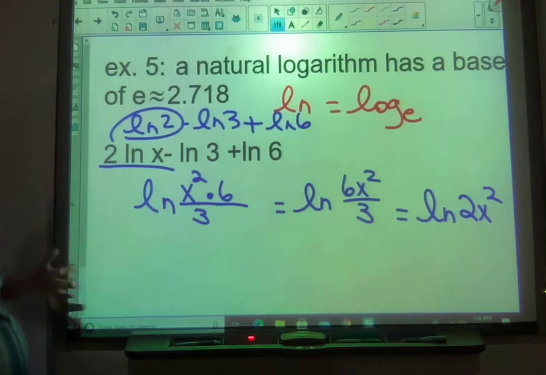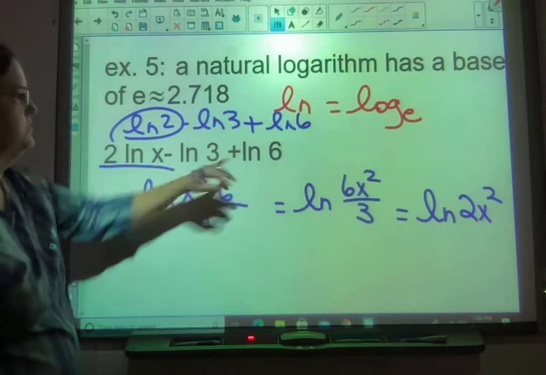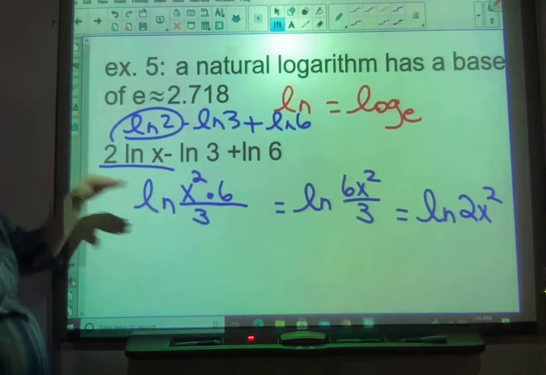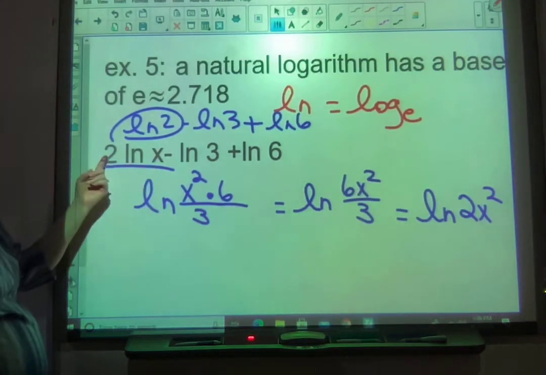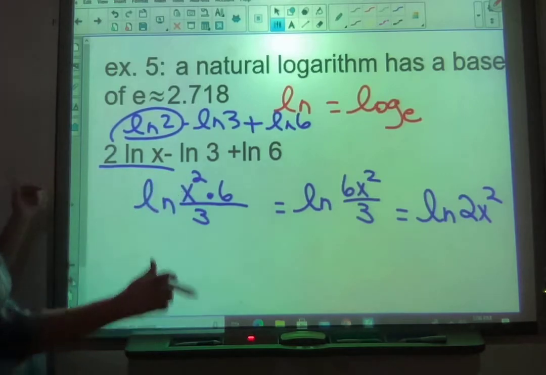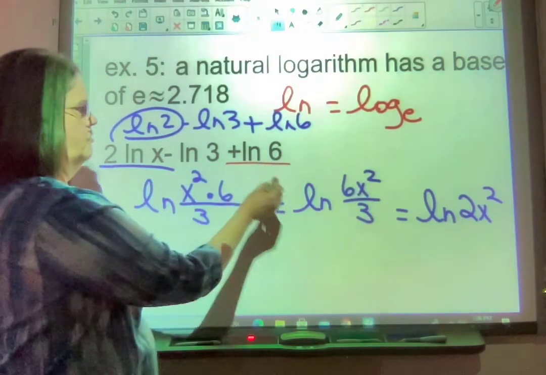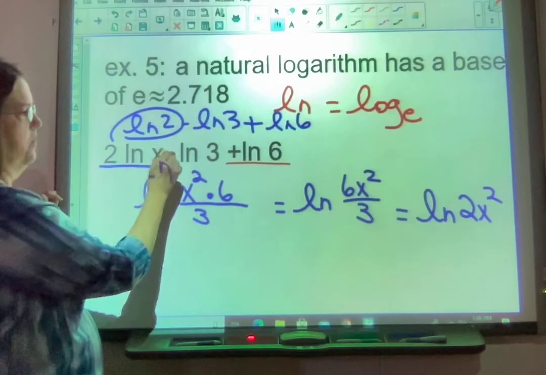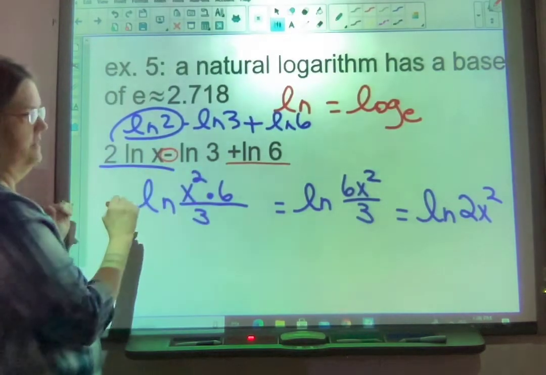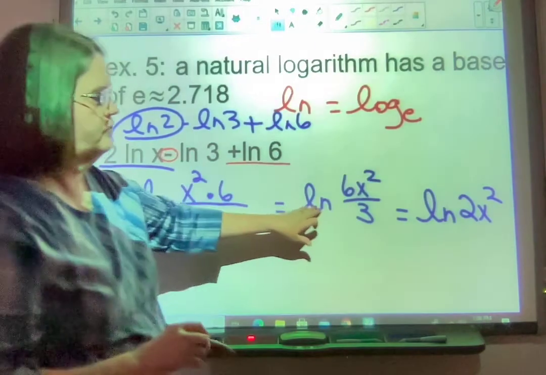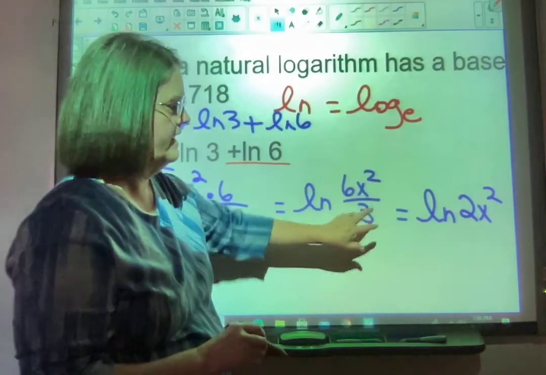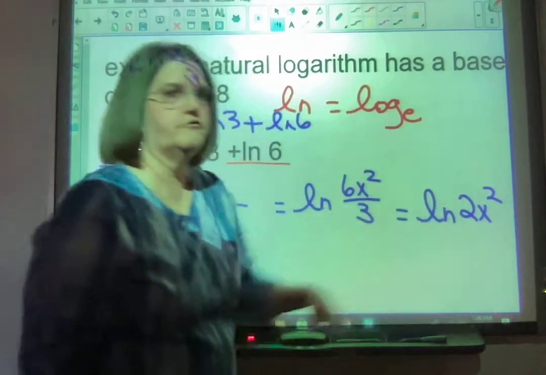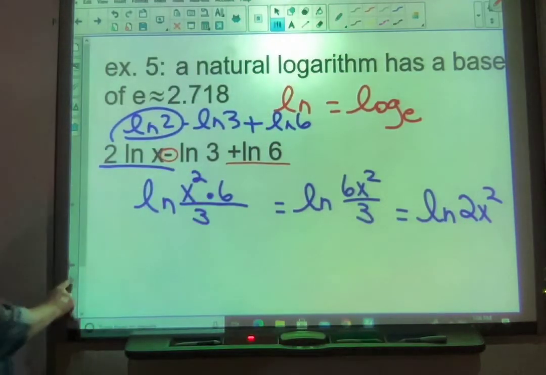Anyway, same thing. This is a natural logarithm, so instead of writing log, I'm going to write natural log, and then x is raised to the second power. That's here. The other plus sign is right here with the 6, so x squared times 6, and then this part, because it's a minus sign, goes in the denominator. So it is natural log of 6x squared over 3. Now, because I can simplify that, I do. So natural log of 2x squared.